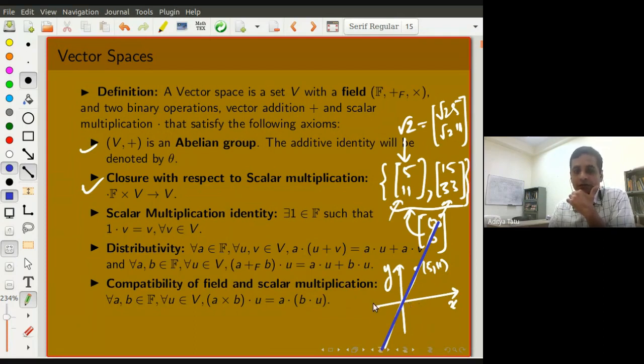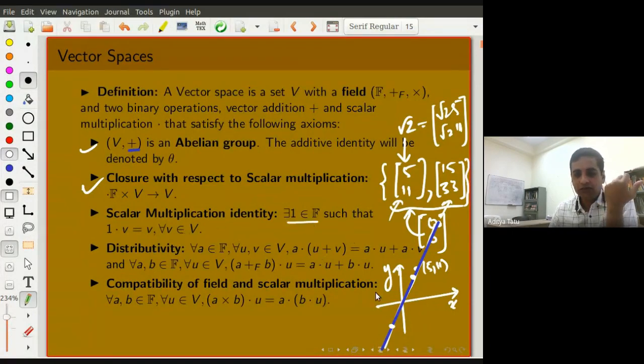Does it form an abelian group with respect to the plus operation? If I take any two elements on the line and add them, the result will still be an element on the line. The addition operation, of course, is commutative. For additive inverse, if this is the element, then I look at the opposite element. So additive inverse exists, additive identity exists, and the plus operation as defined is associative and commutative. Therefore it forms an abelian group. This is also closed with respect to scalar multiplication.